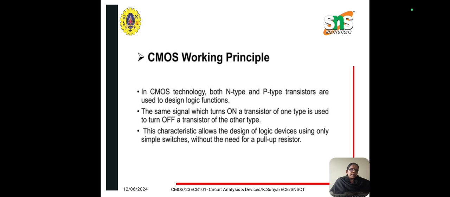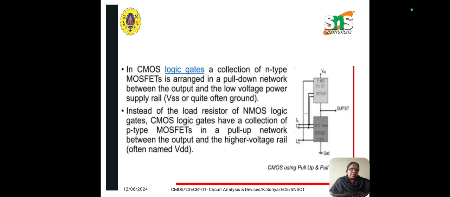Next one is the working principle of CMOS. In the CMOS technology, both n-type and p-type transistors are used to design the logic functions. The same signal which turns on a transistor of one type is used to turn off a transistor of the other type. This characteristic allows the design of logic devices using only simple switches without the need for a pull-up resistor. In CMOS logic gates, a collection of n-type MOSFETs is arranged in a pull-down network between the output and the low voltage power supply rail.